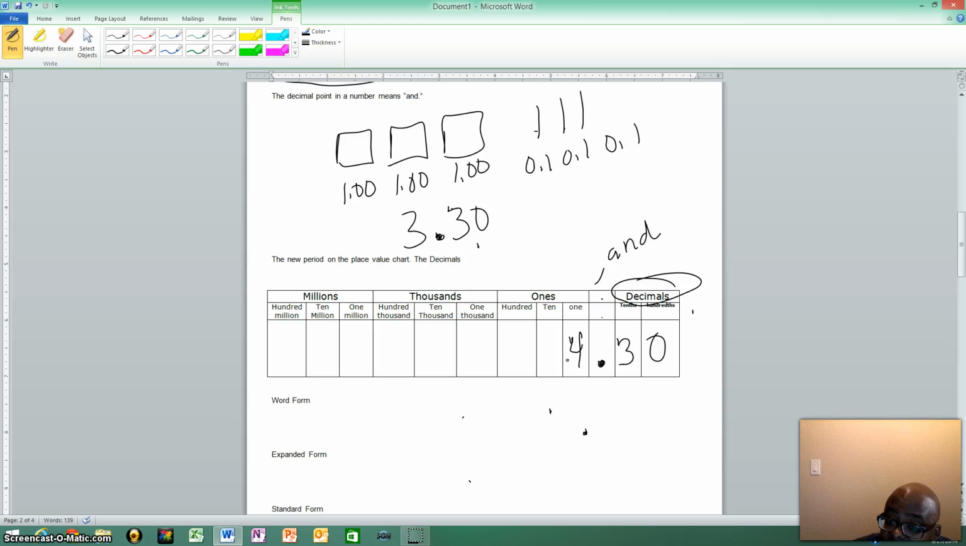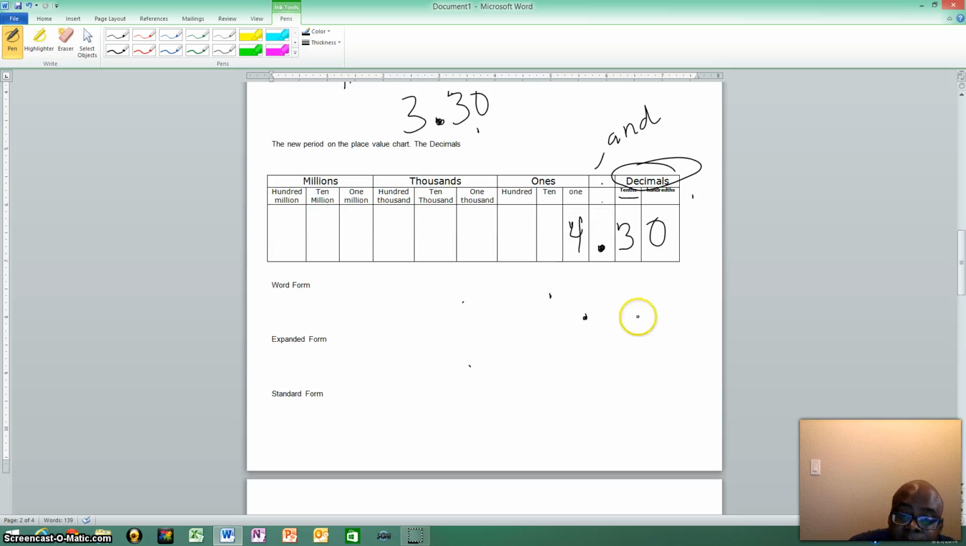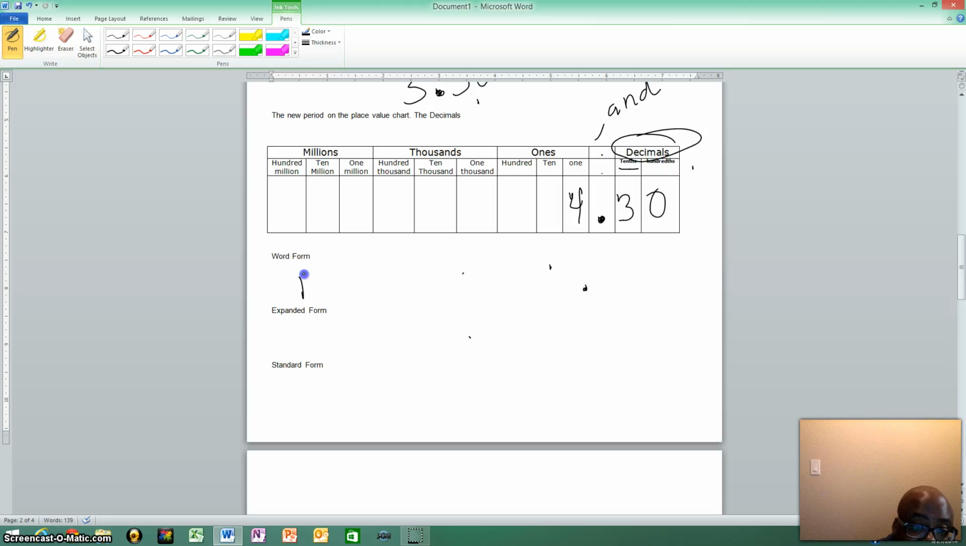We always look at where the number is. So how do we say that? Well, we say 4 and 3 tenths.